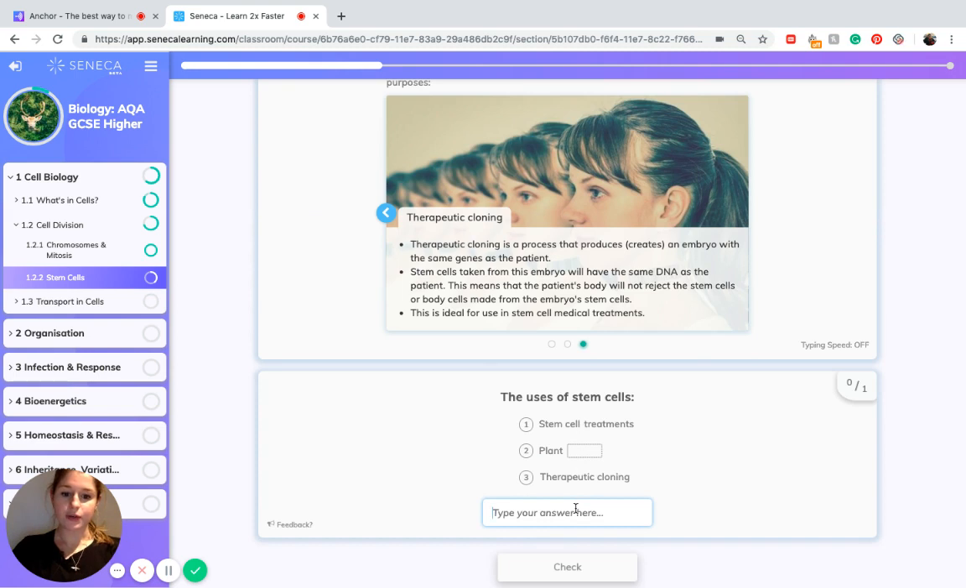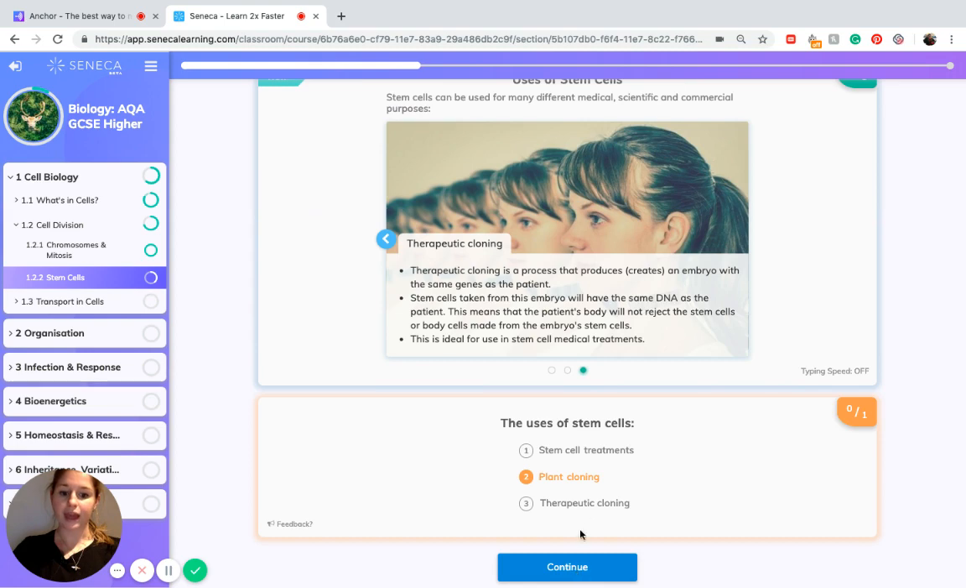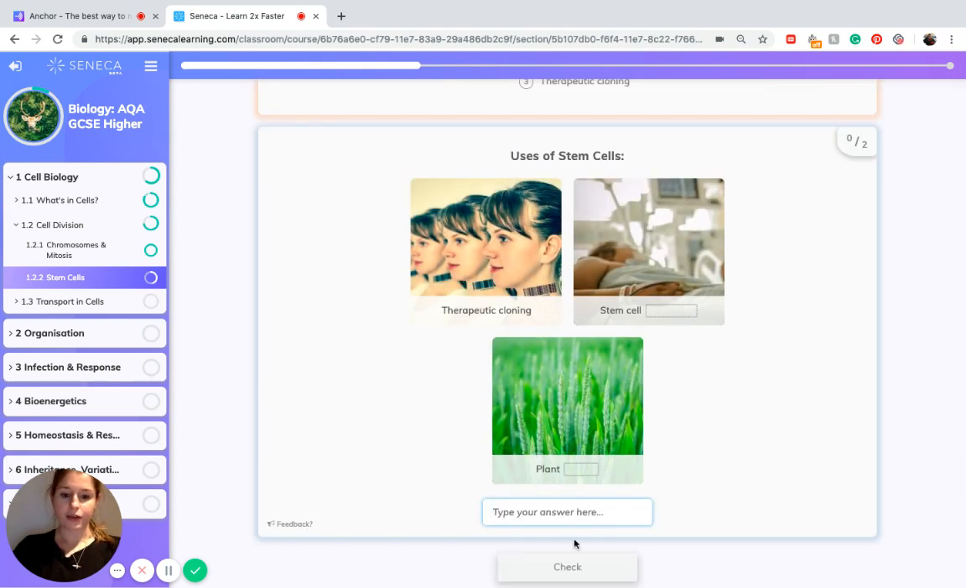So we know now the uses of stem cells are stem cell treatments, therapeutic cloning, and plant cloning. So just to recap that again, therapeutic cloning, stem cell treatments, and plant cloning.